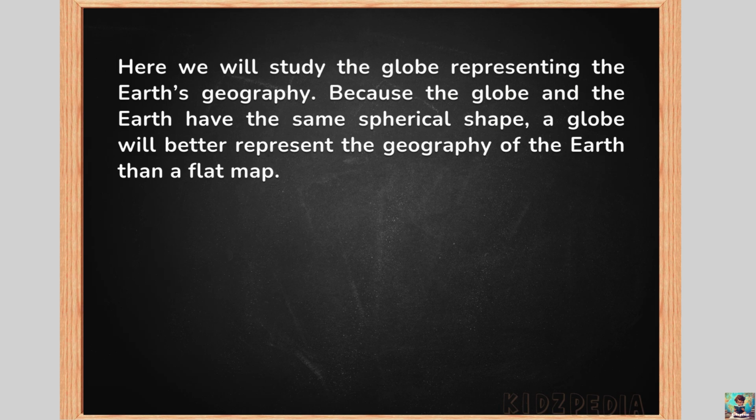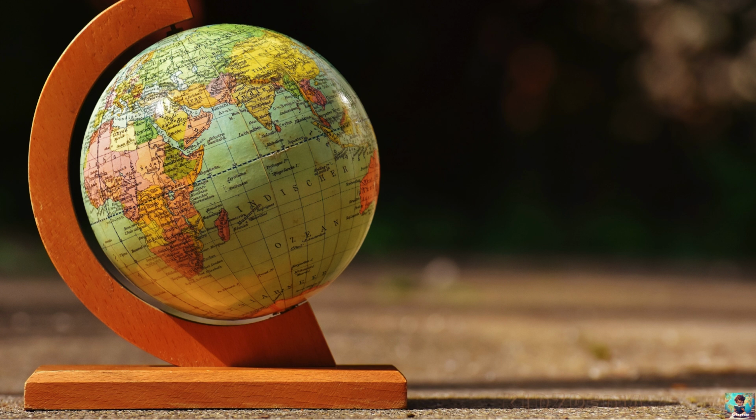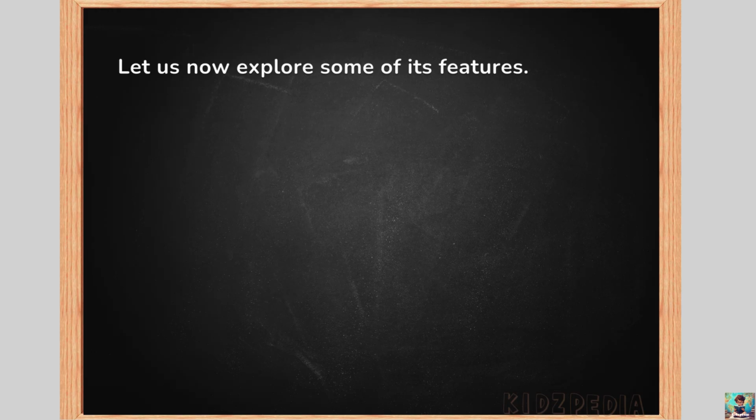So here, we will learn about the globe that shows the Earth's geography. That is, its countries, oceans, mountains, and all places on Earth. Because the globe and the Earth both are round, the globe shows the Earth more accurately than a flat map. That is, a globe is better at showing the real shapes and positions of the countries and places on Earth. Let us now explore some of its features.